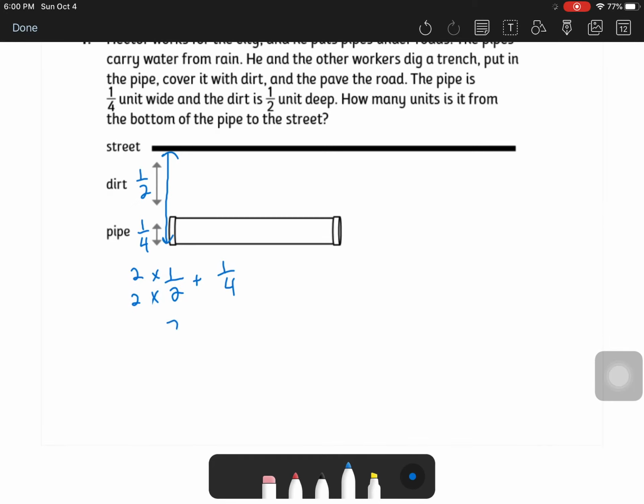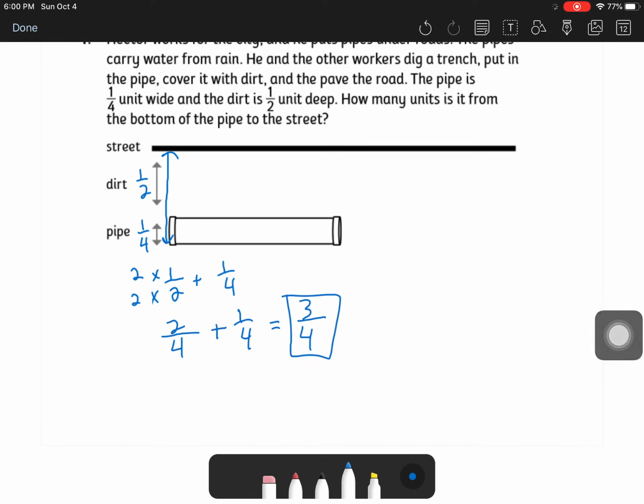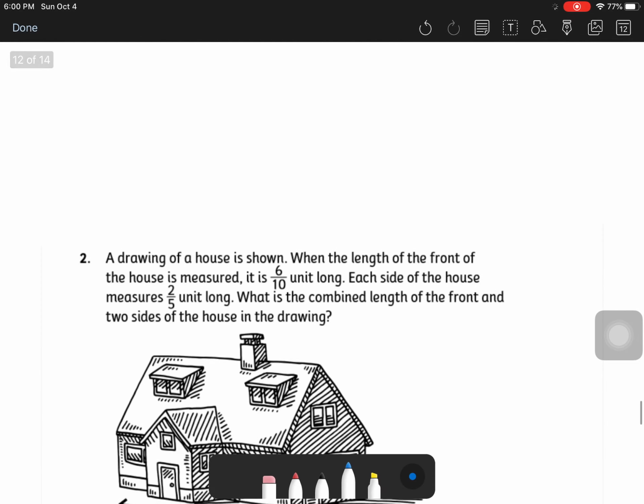All right, and so 2 times 1 would be 2. 2 times 2 would be 4. So an equivalent fraction there would be 2/4. I'm just going to carry down this 1/4 again. So the 1/2, I change that into 2/4 by multiplying by 2 on the top and on the bottom, and now I can add them. 2 plus 1 is 3, so it's equal to 3/4. Okay.